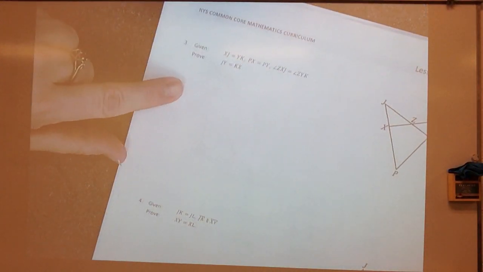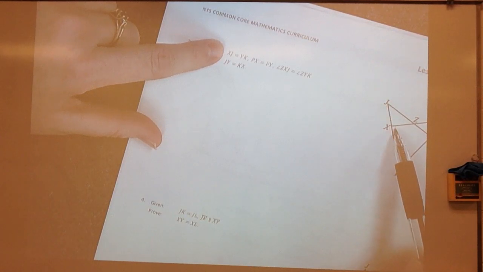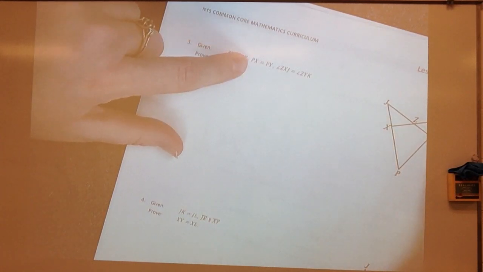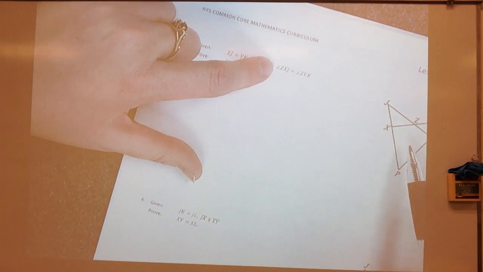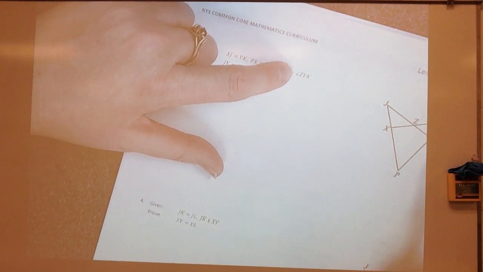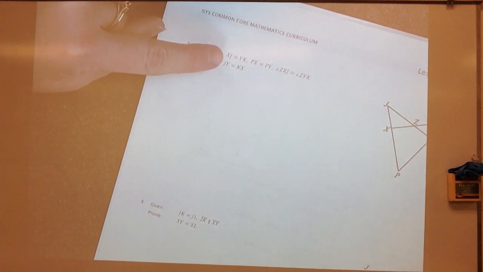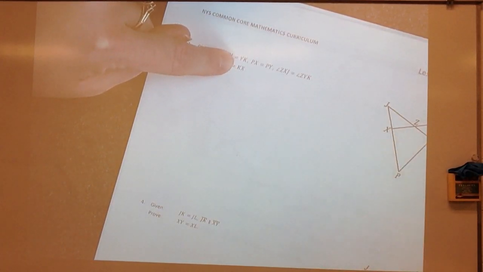All right, so we are given that xj is equal to yk. We are given that px is equal to py. We're given angle zxj, this angle here, is equal to angle zyk, this angle here. And they want us to prove that jy is equal to kx.